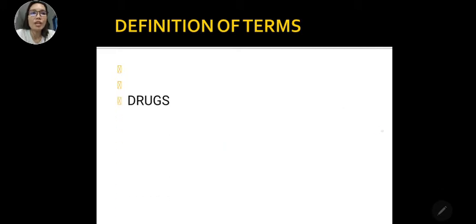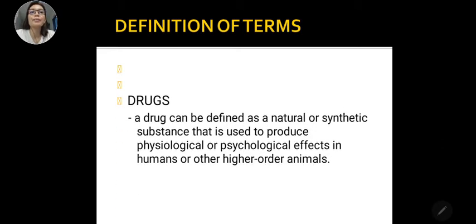Then we have drugs. What are drugs? These can be defined as a natural or synthetic substance that is used to produce physiological or psychological effects in humans or other high-order animals. So itong drugs na ibig sabihin, hindi agad-agad yan yung mga nahuhuli ng mga police during police operation. Yes, we can identify those as drugs, pero hindi lahat ng drugs ay illegal.